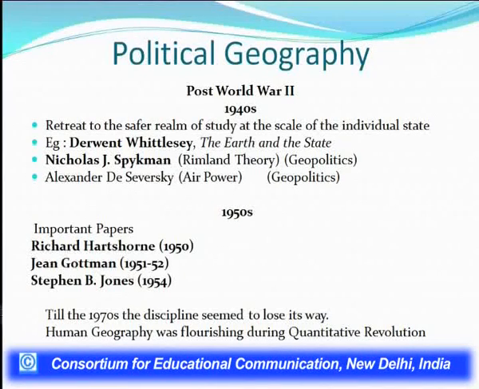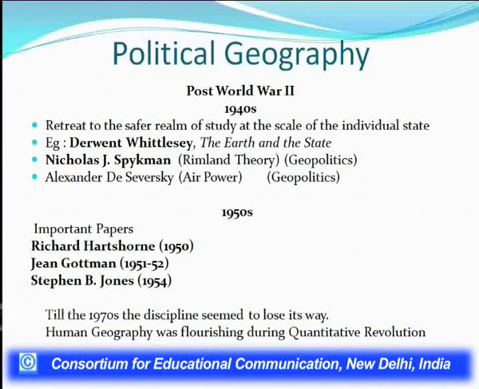Geopolitics became a very reviled term, this term was attached with a lot of stigma, and with that, political geography was also looked upon with a lot of suspicion. This phase carried on for a longer period, and it was during the post-World War II period that, due to the linkage with the National Socialist Party of Germany, the field of political geography, still a very vibrant one, retreated to the safer realm of the study at the scale of the individual state, rather than analyzing international relations or analyzing geopolitics at the international level.